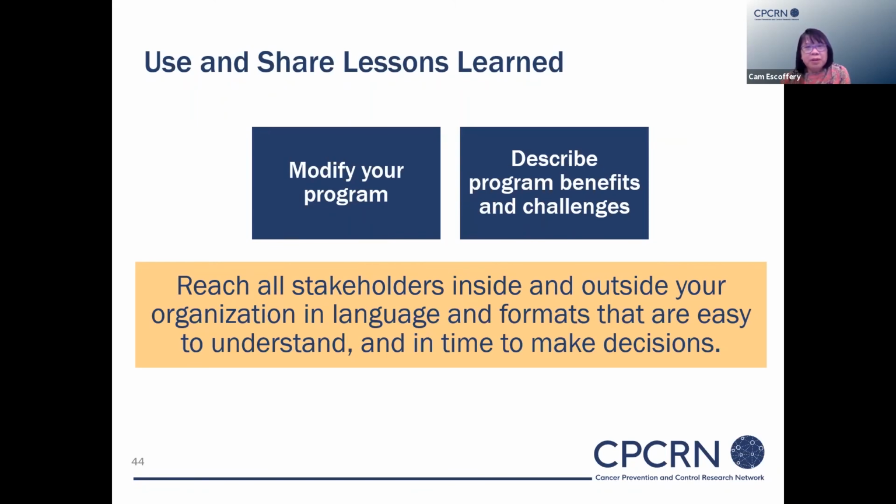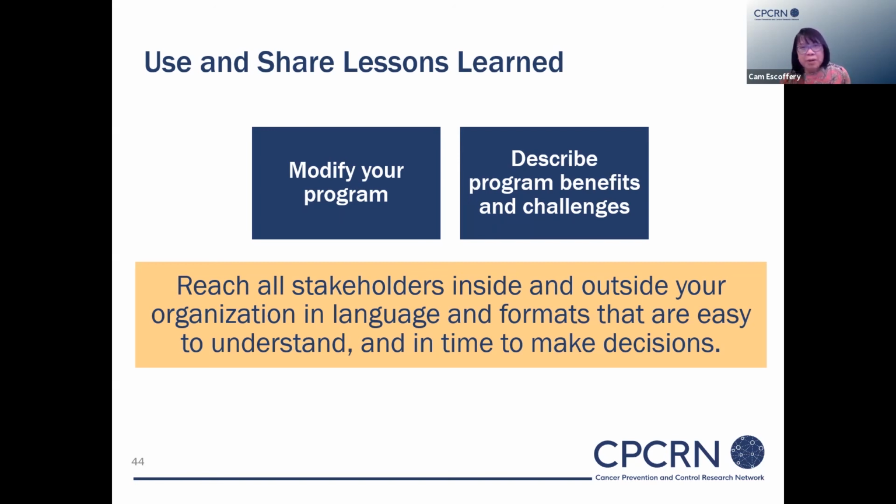What are some of the advantages and the benefits that you found from your program? What were some of the challenges? And so I think one of the underlying things is that we often share our evaluation results with our team, but we don't reach out to all stakeholders to be able to share the data.